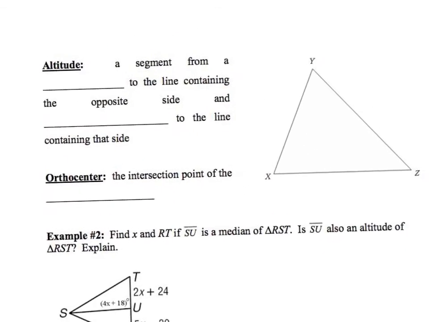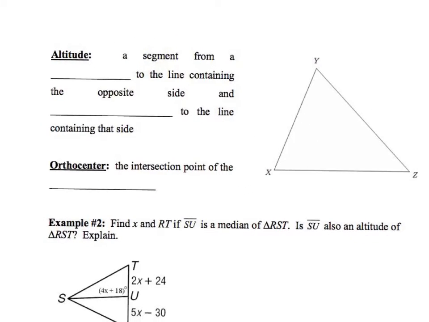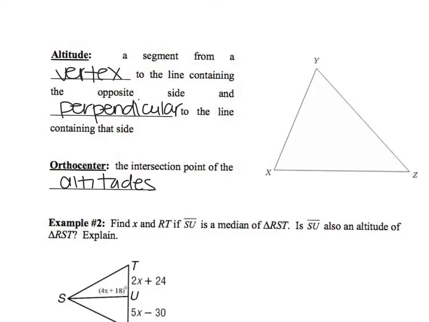Next, we're going to start talking about an altitude, which is a segment from a vertex to the line containing the opposite side and perpendicular to the line containing that side. And then the intersection point of the altitudes is called the orthocenter. So the intersection point of the altitudes.